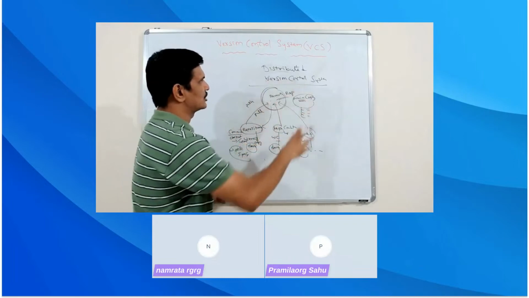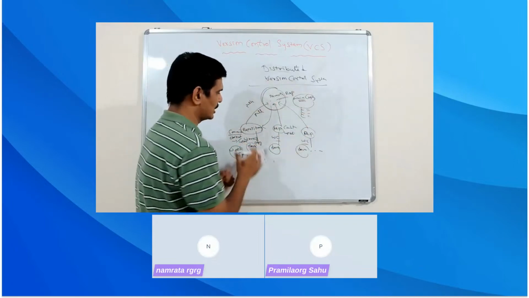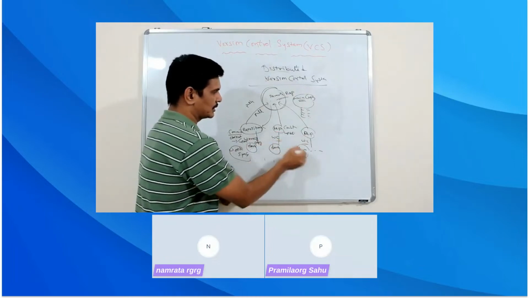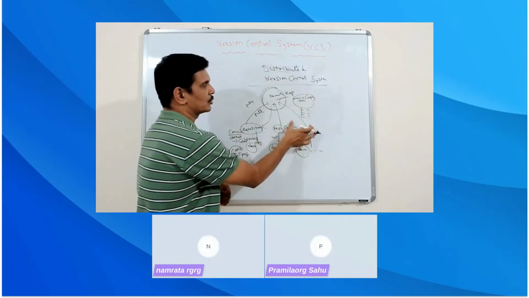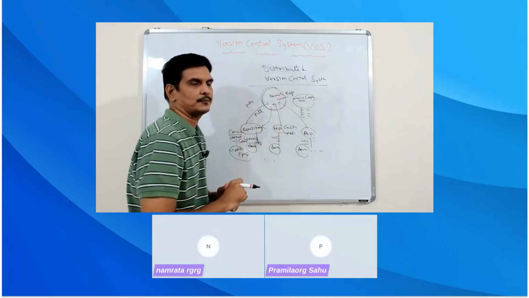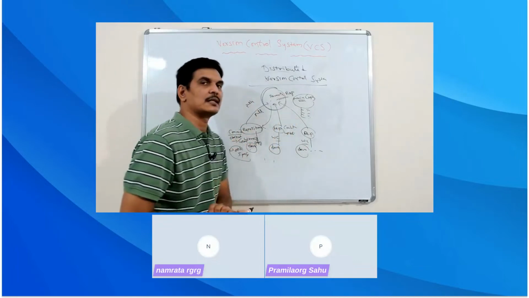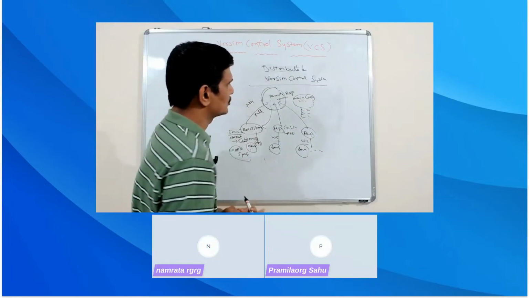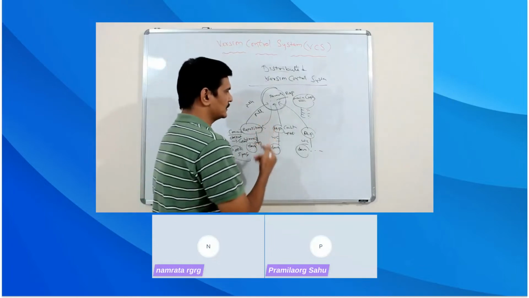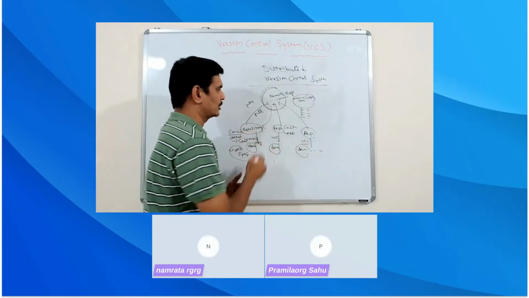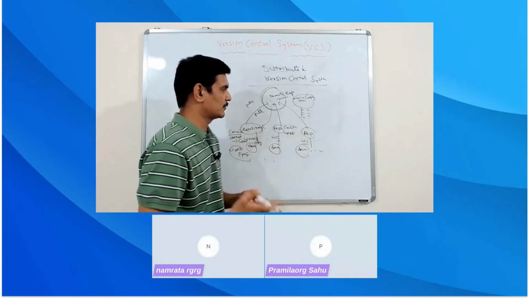So this is the distributed version control system. Each individual has their own local repository, and once they complete their code, they check in and push that code into the remote repository. This is the whole process. The advantage, compared with the centralized version control system, is that each individual has a local repository, so there is no single point of failure.